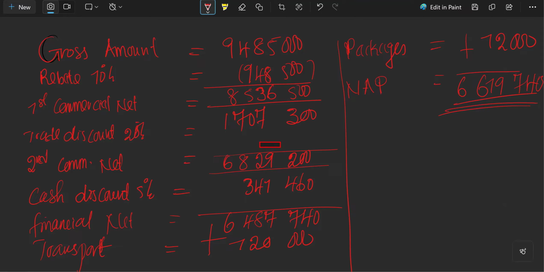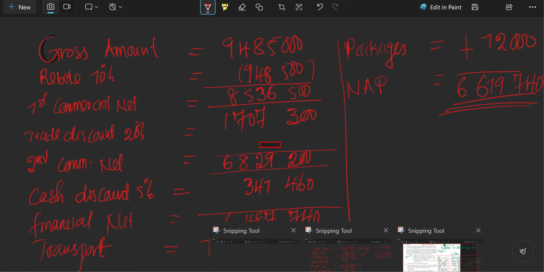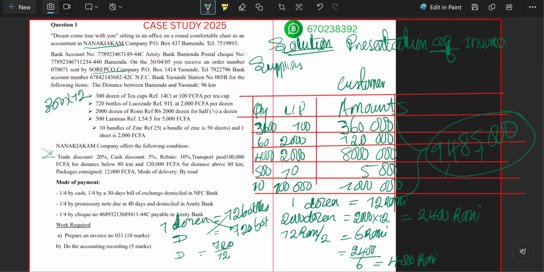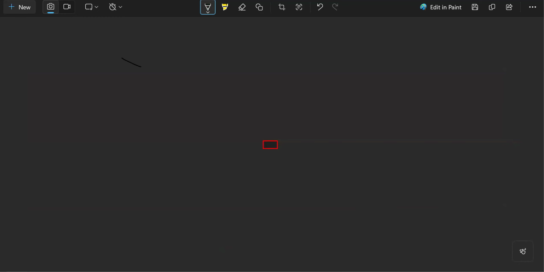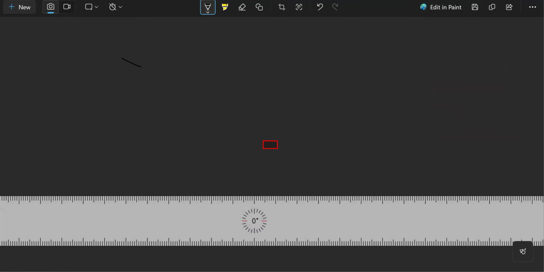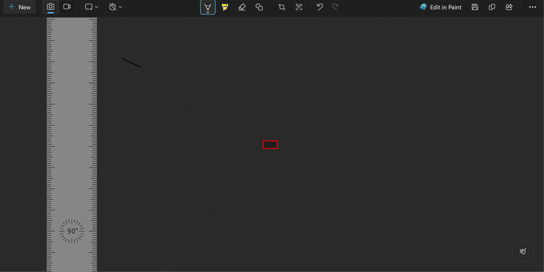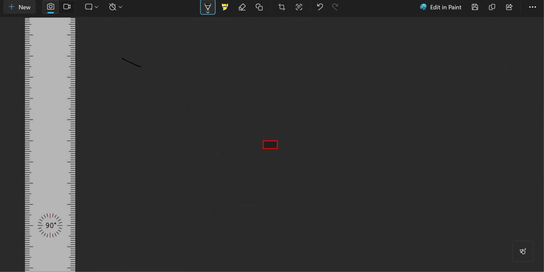Okay, and then after this now, the word required was, we had the word required. Now do the accounting recordings. So for us to do the accounting recordings, we're going to go to the third board and try to do our recordings. So we're going to present our journal. Our journal will look like this. We're going to have our recordings in the journal.